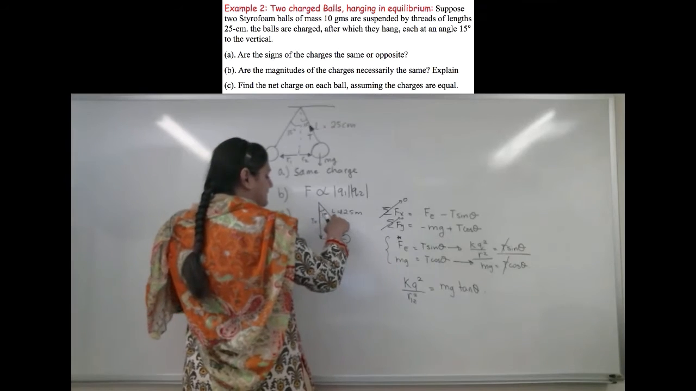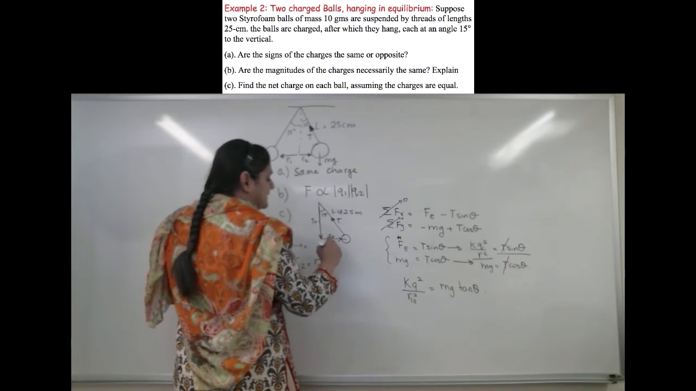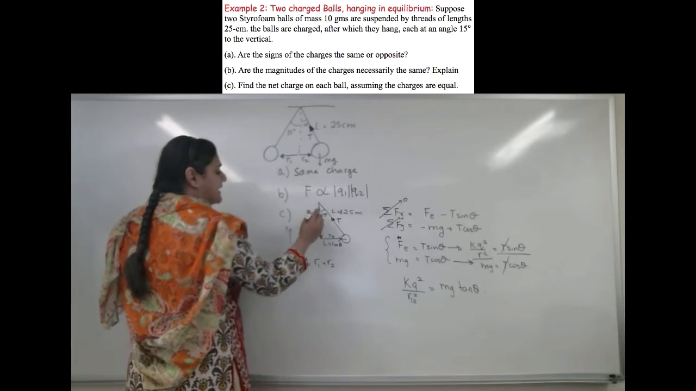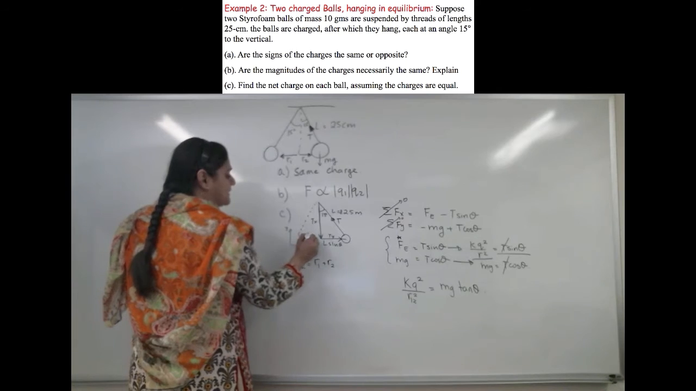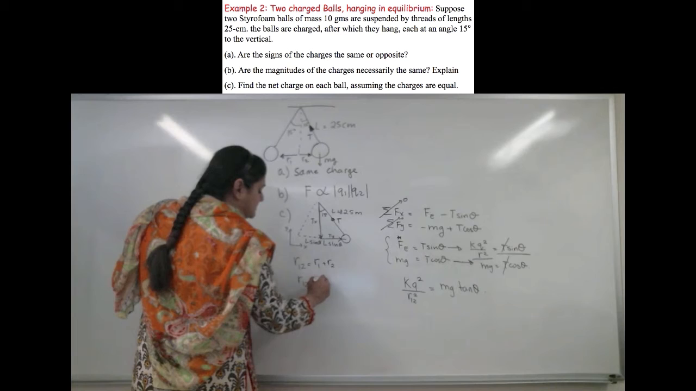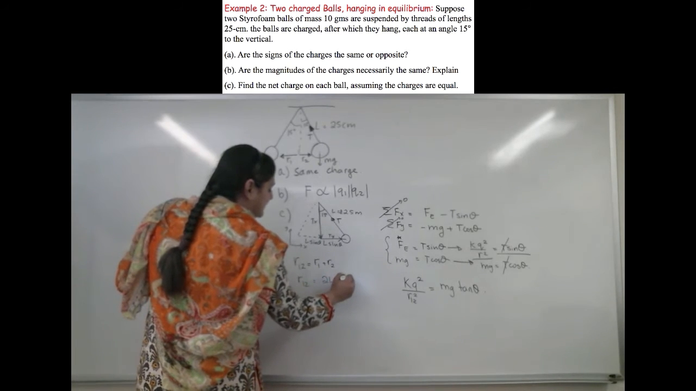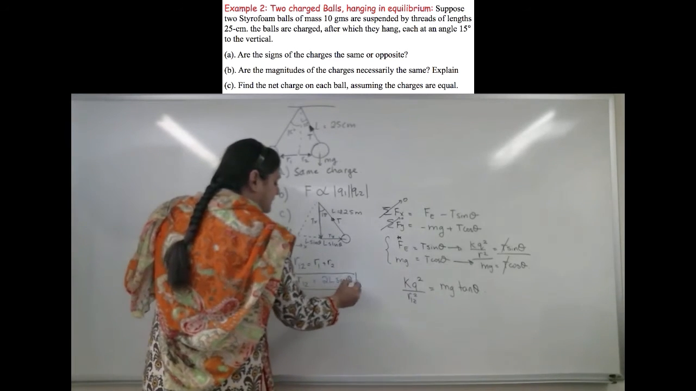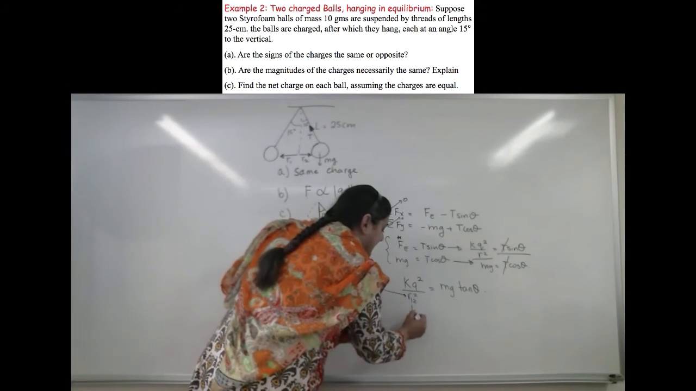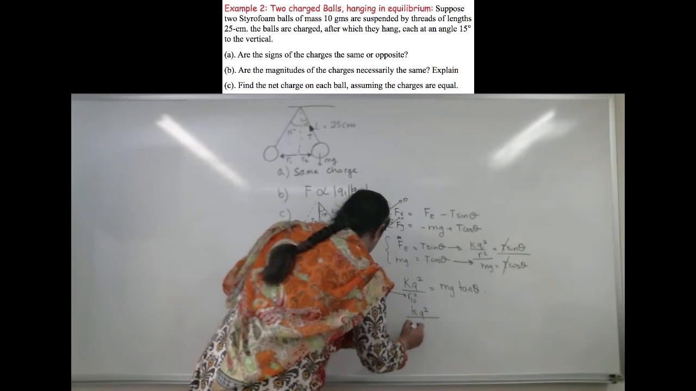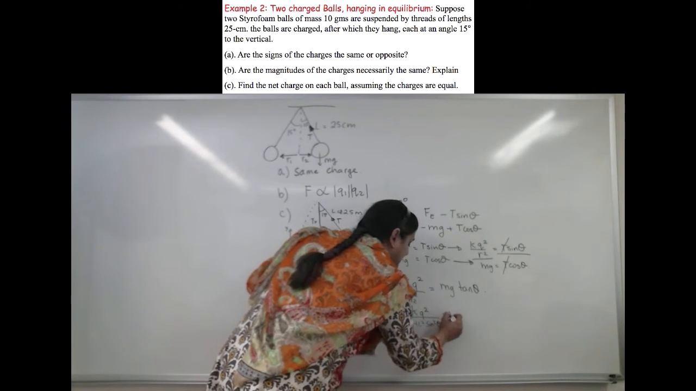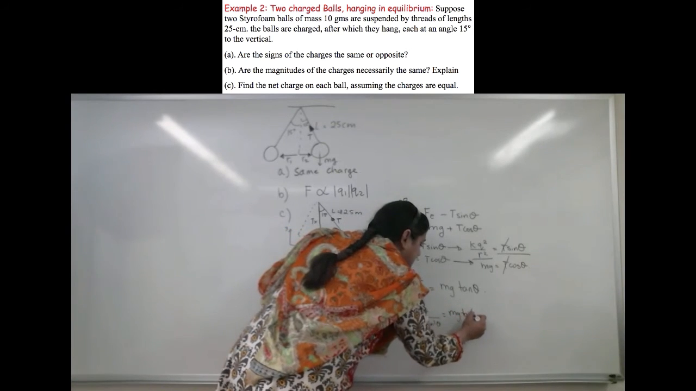If this is L, what will this be? L sine theta. And so if this is L sine theta, if I was to extend this further, this would also be L sine theta. So what do I get? R12 is 2L sine theta. Okay? Good. I can plug that into here. What do I get? I get K Q squared over 4L squared sine squared theta equals mg tangent theta.